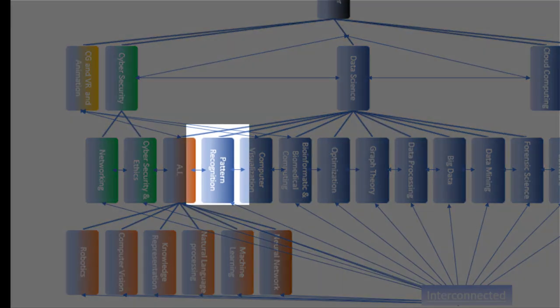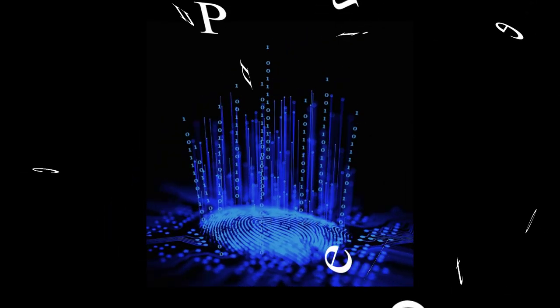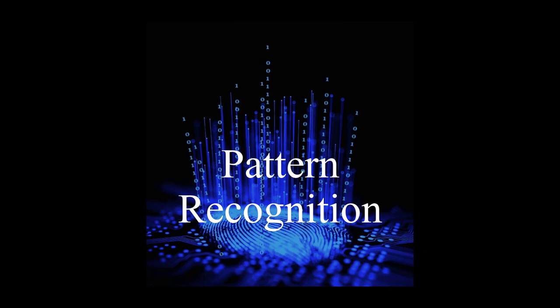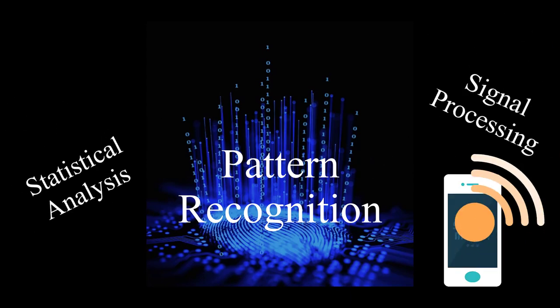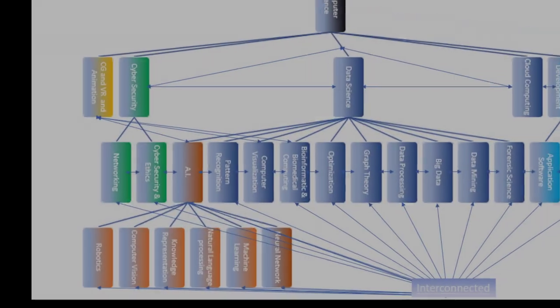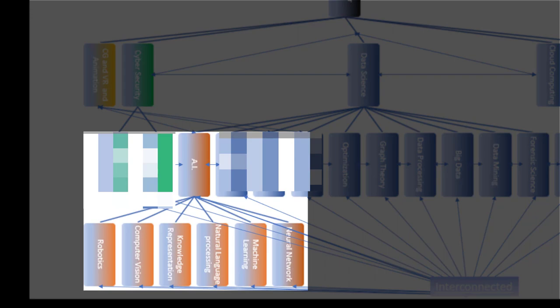Next, pattern recognition, which involves finding similarities or patterns among smaller problems that can help us solve more complex problems efficiently. Pattern recognition has application in statistical analysis, signal processing, biomedical image analysis, bioinformatics, computer graphics, and many, many other related fields. Artificial intelligence, which in itself has many different fields.